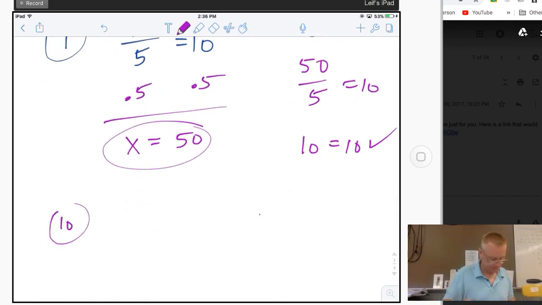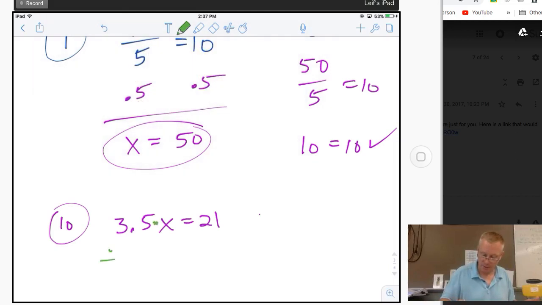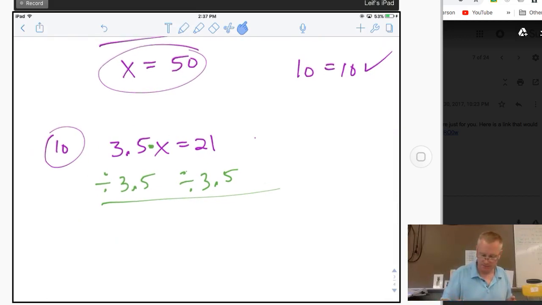Number 10. 3.5x equals 21. So this one, what's the opposite operation there? Well, remember, there's multiplication between the 3.5 and the x. So divide by 3.5. This is a good time for a calculator. When I take my calculator and I go 21 divided by 3.5, you get 6.